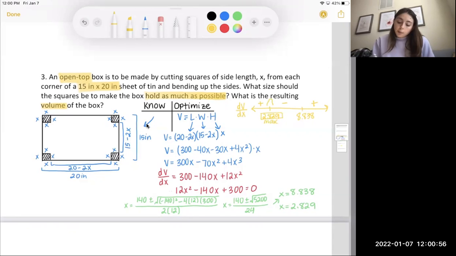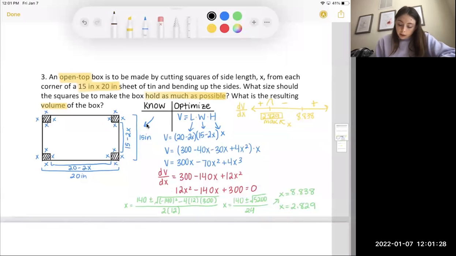So this is my max, which is what I wanted because I want the max possible volume. And remember, now this is the portion where I'm going to go back and think, what was the question asking me? The question was asking me what size should the squares be and what is the resulting volume. So remember that what we just got here is an x value, which means it's giving us the side length of the square. So I can answer that first question using this information, but then to answer the second question, the volume, I need to actually plug in 2.829 into my volume formula.